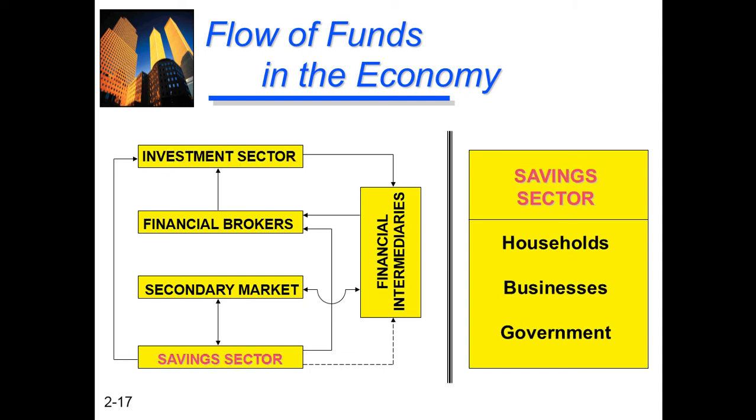Second comes the saving sector: households. Households always try to save their money. The businesses also try to save their money. And the government also wants to save its money. So the saving sector is the households, businesses, and the government.